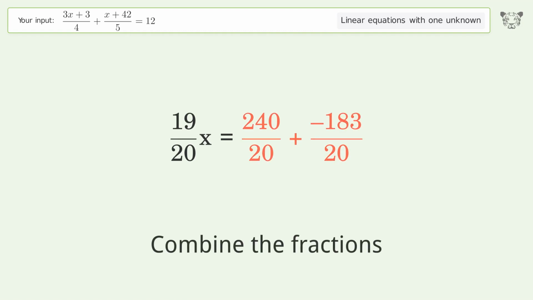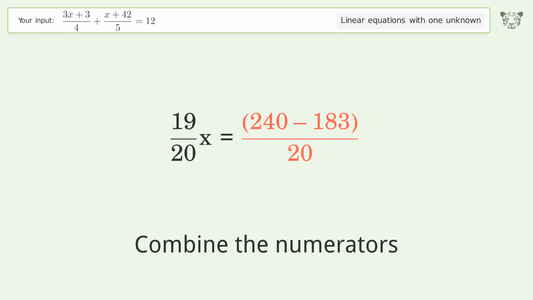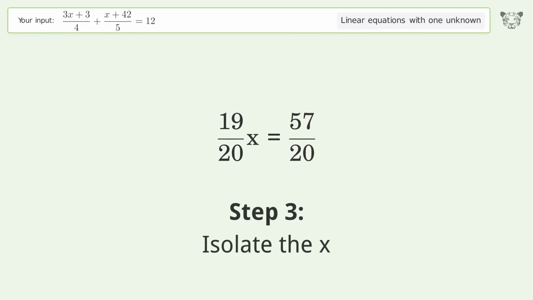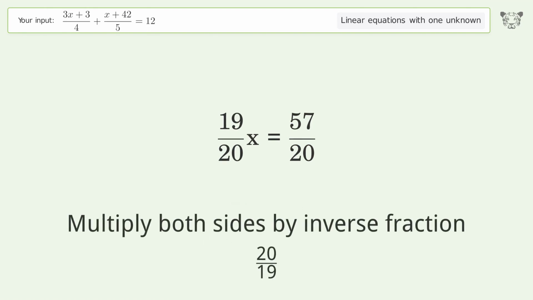Combine the fractions. Combine the numerators. Isolate the x. Multiply both sides by inverse fraction 20 over 19.